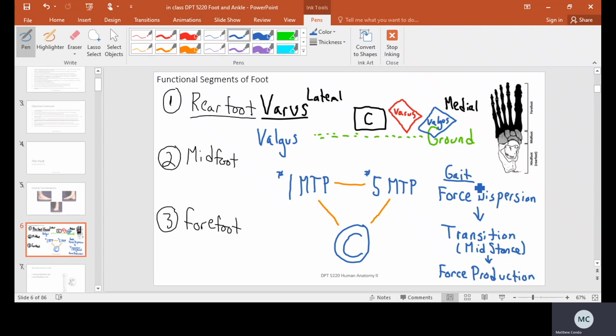Not necessarily genu valgus. Say it louder. Leaning forward, like with this first page. Forefoot valgus. I got you. It's okay. Calm down.